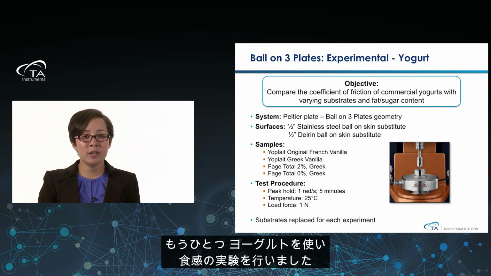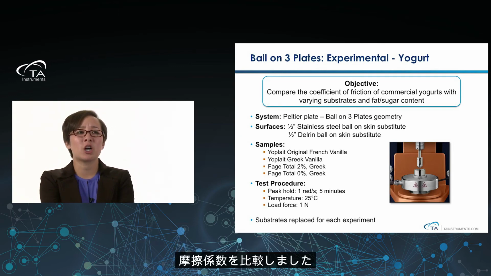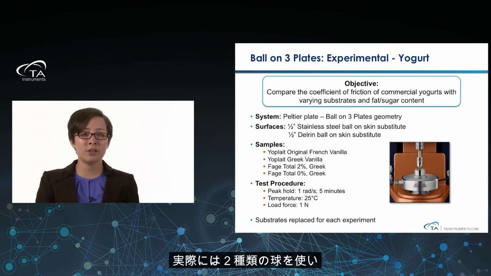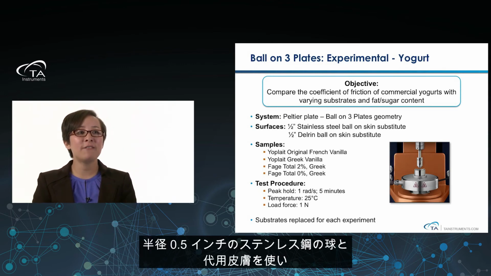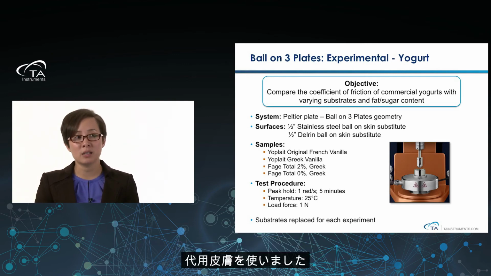Another experiment that we did for mouthfeel was with yogurt. We wanted to compare the coefficient of friction of commercial yogurts that had varying fat and sugar content. In this case, again, we used the ball on three plates geometry. We actually used two different types of spheres to demonstrate how changing the surfaces would change the coefficient of friction. We have a 1/2-inch stainless steel ball on skin substitute, and then we also have a 1/2-inch Delrin, which is a type of plastic, ball on skin substitute.